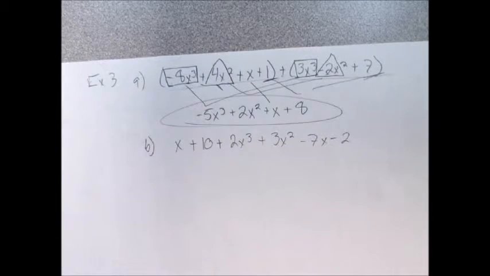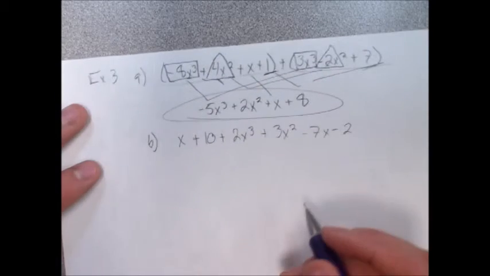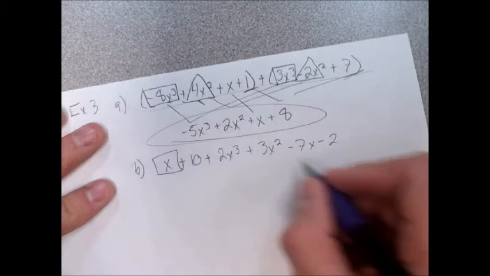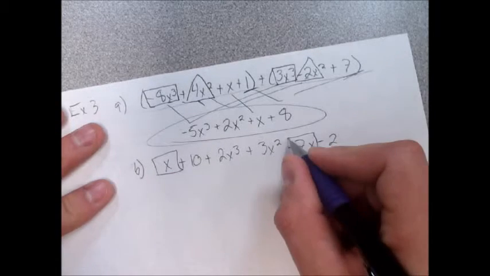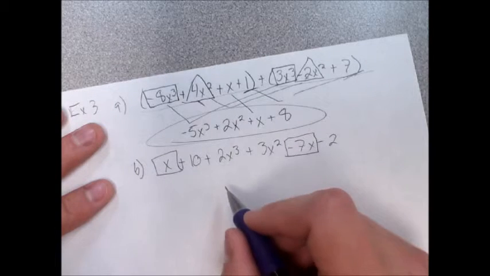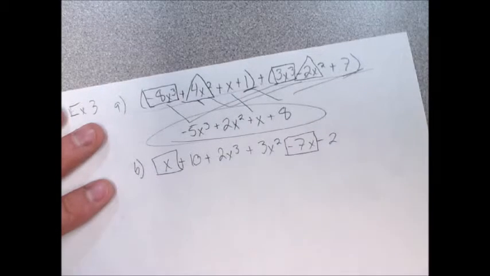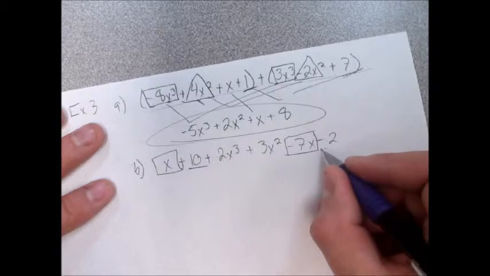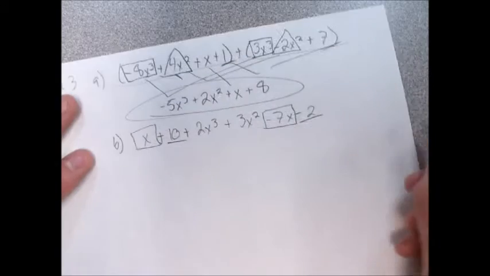Okay, identifying my like terms again. I'm going to square my x's. So I have a negative 7x and a positive x. I don't have anything like my x cubed, and I don't have anything like my x squared, but I do have a 10 and a negative 2. Negative 2. Don't lose that.